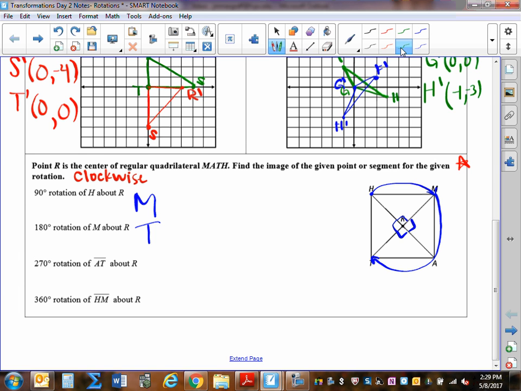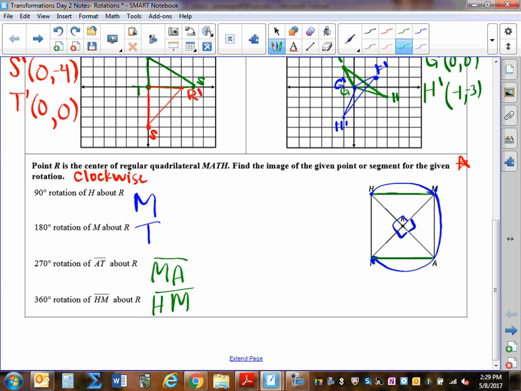And then side segment AT, 270 degrees. MA. I do believe that sound effects are necessary with transformations. And HM, if I go 360 around here, HM. Okay.